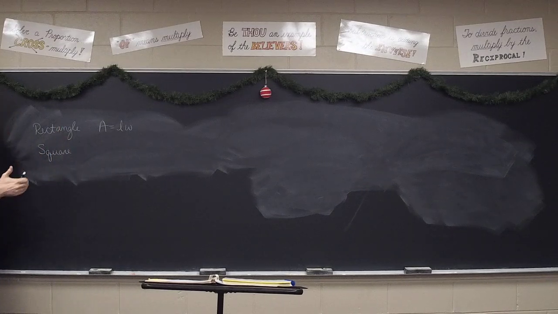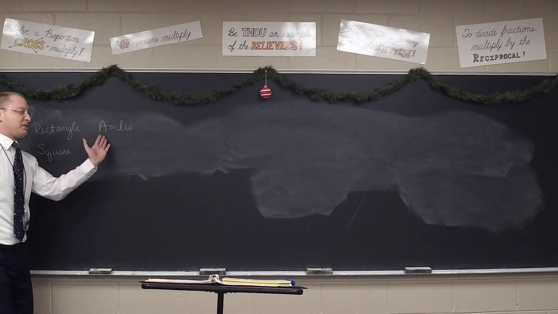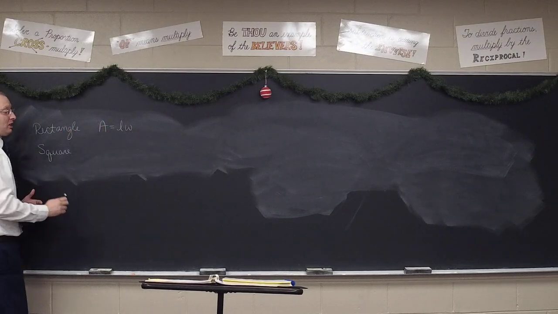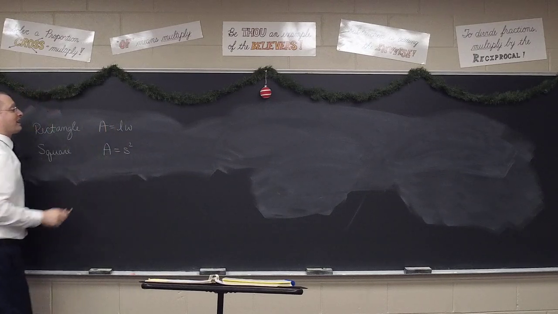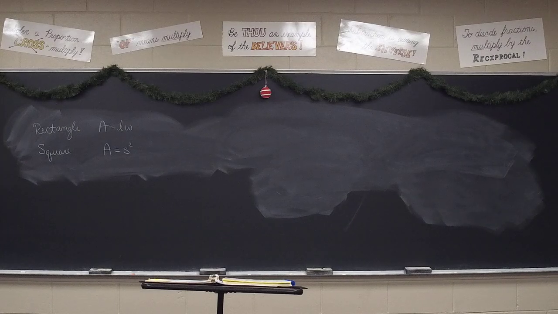Now, a square is a rectangle. So for all practical purposes, we would use the same formula, but what do we know, Sam, about the length and width of a square? They're the same. So instead of having a separate length and a separate width, we could just say the formula, class, is? A equals S squared. Again? A equals S squared.